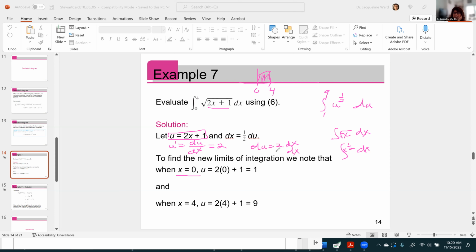And we really never finished this: dx is a half du. So I changed from dx to 1/2 du.